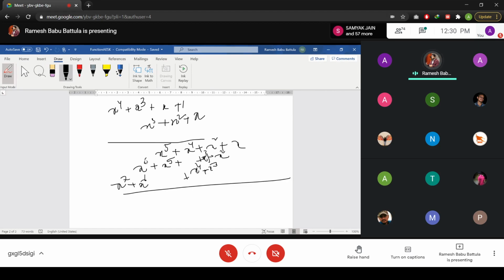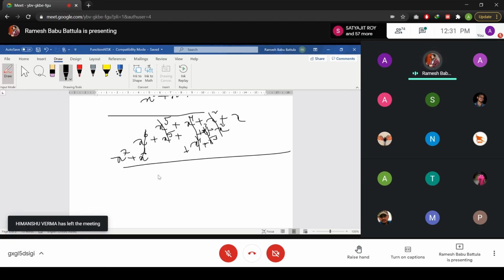What is the resultant value? X to the power 6 and x to the power 6 are going to be cancelled. X to the power 5 and x to the power 5 are going to be cancelled. X to the power 4 and x to the power 4 are going to be cancelled. X to the power 3 and x to the power 3 cancel. X square are going to be cancelled. Then what is the resultant value?